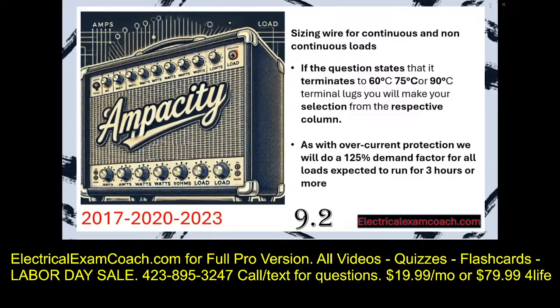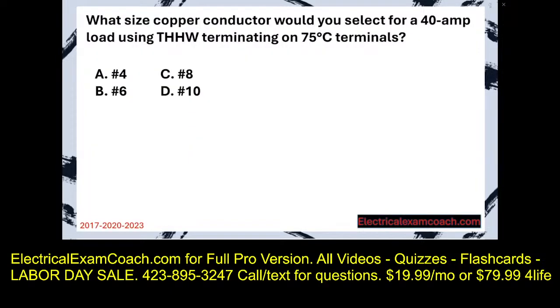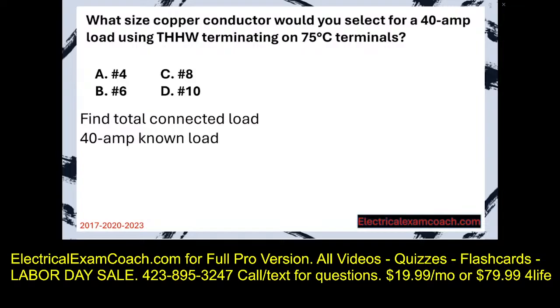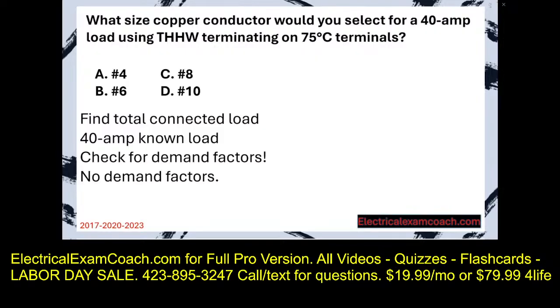Let's get to it. What size copper conductor would you select for a 40 amp load using THHW terminating on 75°C terminals? Step 1, find the total connected load. In this case, we know the load, it's 40 amps, but we must check for demand factors. It doesn't mention a specific type of equipment or that it's going to be a continuous load, so in this case, there are no demand factors.